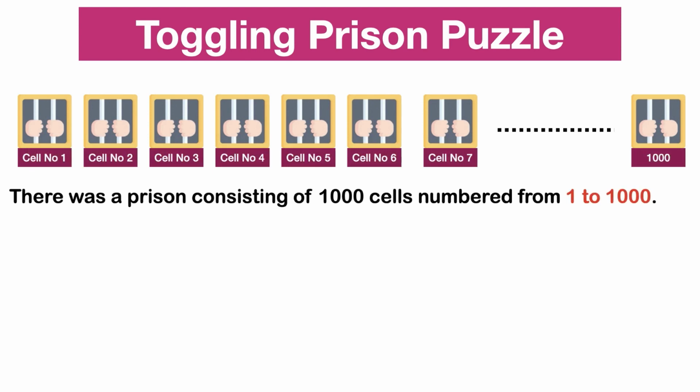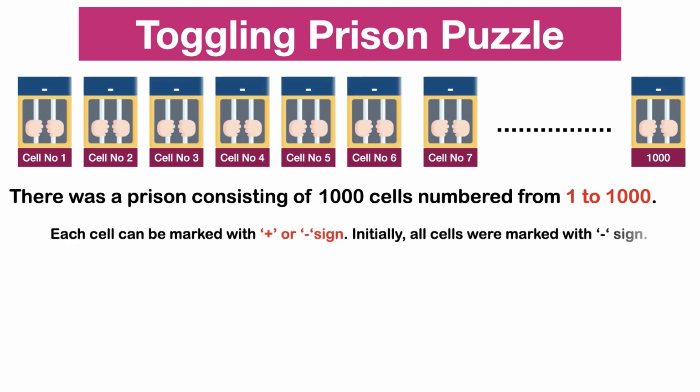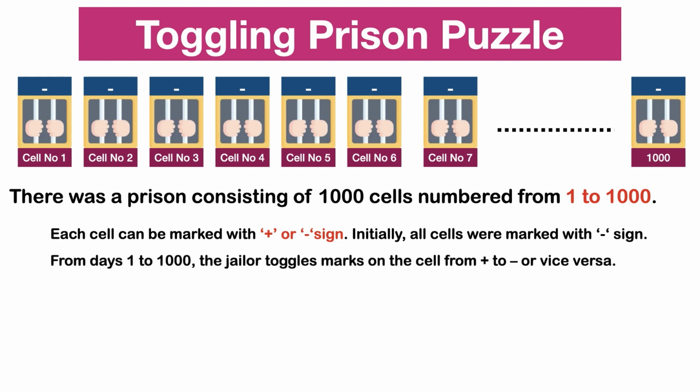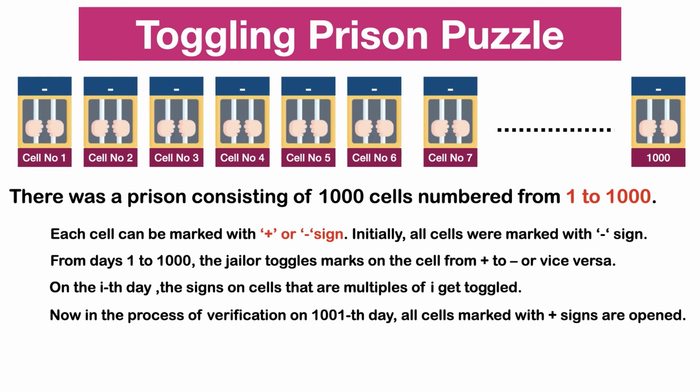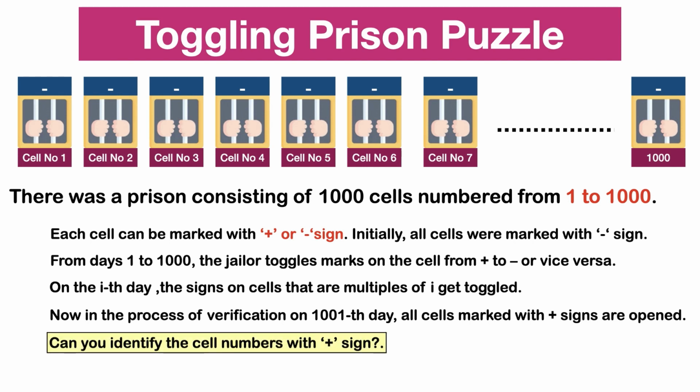There was a prison consisting of 1000 cells numbered from 1 to 1000. Each cell can be marked with a plus or minus sign. Initially, all cells were marked with a minus sign. From days 1 to 1000, the jailer toggles the marks on the cells from plus to minus or vice versa. On the ith day, the signs on cells that are multiples of i get toggled. Now in the process of verification on the 1001st day, all cells marked with plus signs are opened. Can you identify the cell numbers with a plus sign?